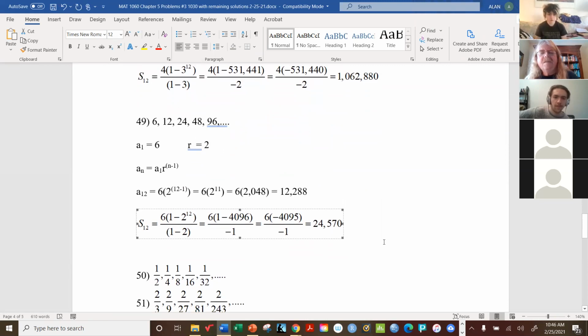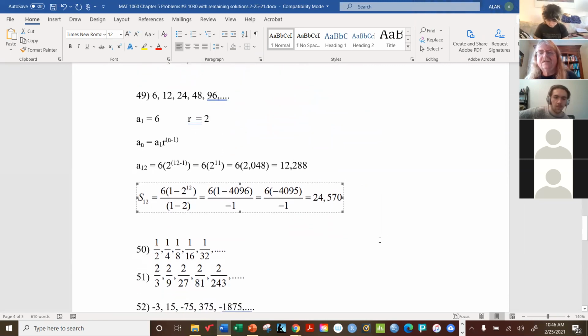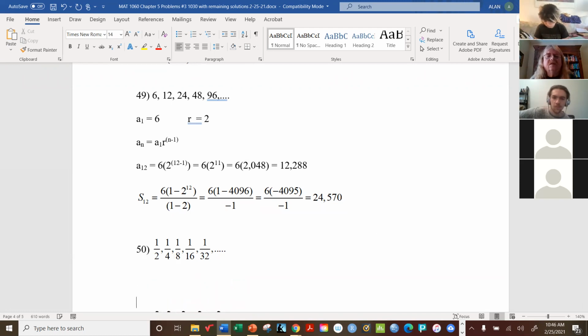Nice. Okay, now the next 3 are a little bit trickier, as you can see, because they involve fractions, and one of them actually has negatives. So we just have to be a little bit more careful with these. How would things be different? Well, first of all, if you look at this next one, you can see that the starting term is a half.